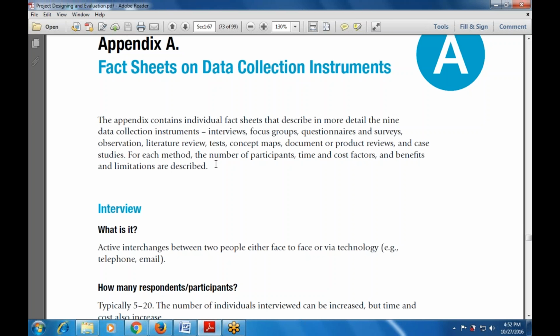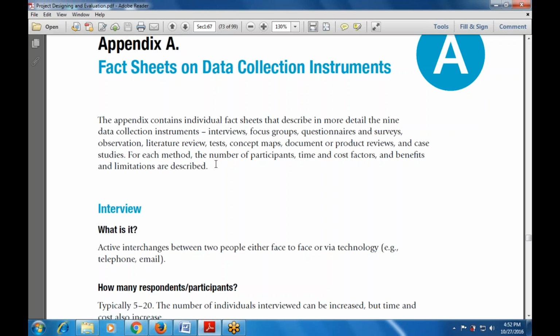That may be a focus group, interviews, a questionnaire, a survey, observation, literature review, concept map, test, document or product reviews, and case study. The number of participants, time and cost factors, and benefits and limitations are also described over here.